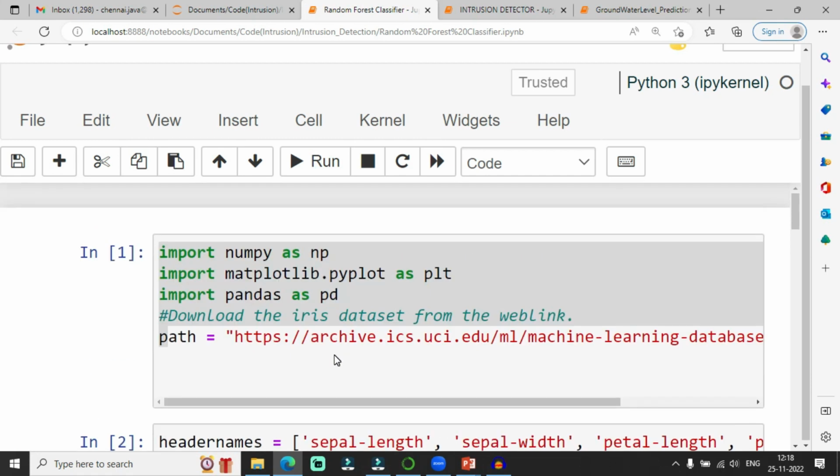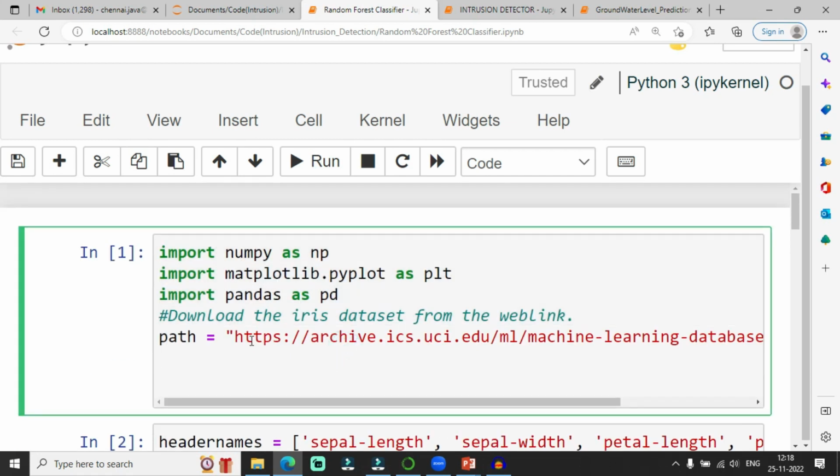So let me discuss with you the implementation of this random forest classifier. Firstly, I need to import the essential libraries. What are all the important libraries that are required for my development? I need to import the corresponding libraries. I am importing NumPy as np. What is the use of this NumPy library? It is used for performing any kind of mathematical operations. NumPy stands for numerical Python.